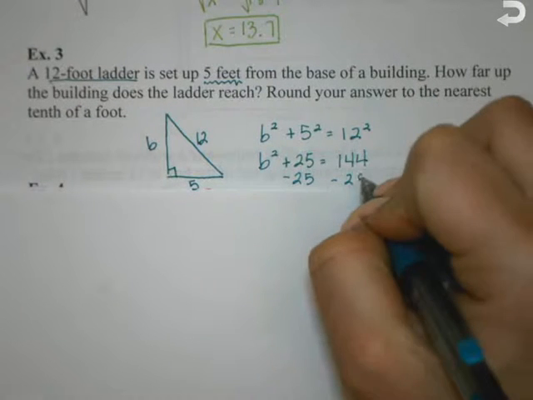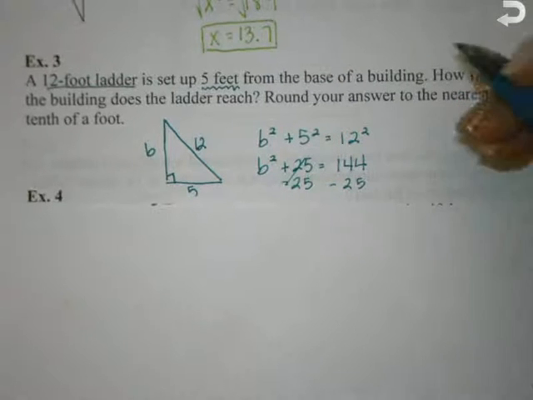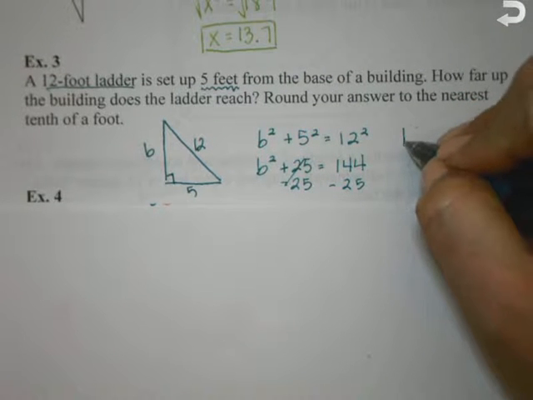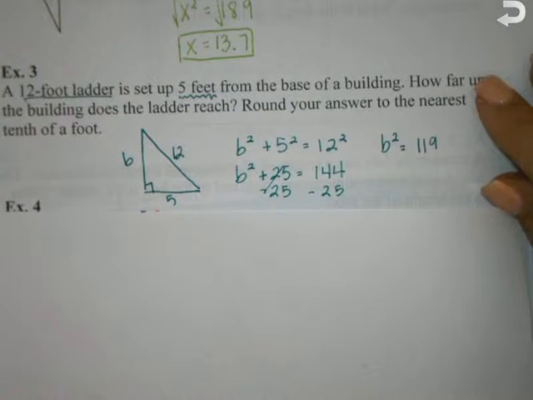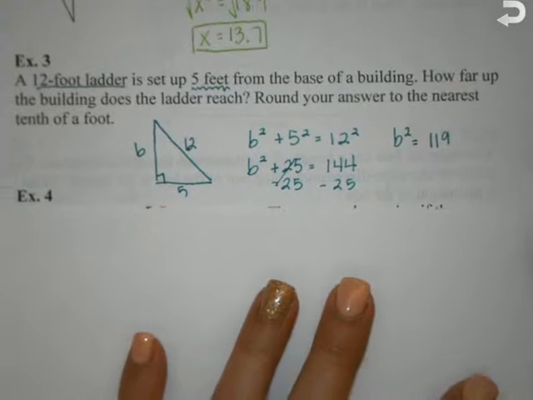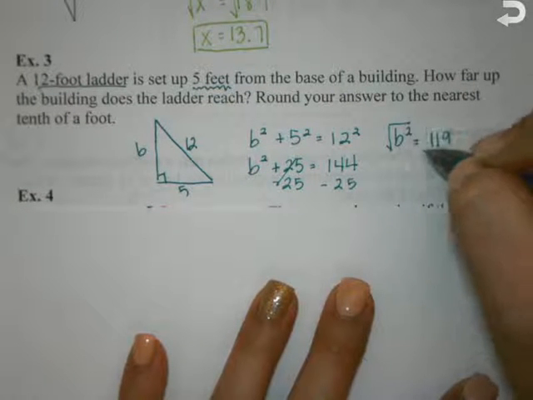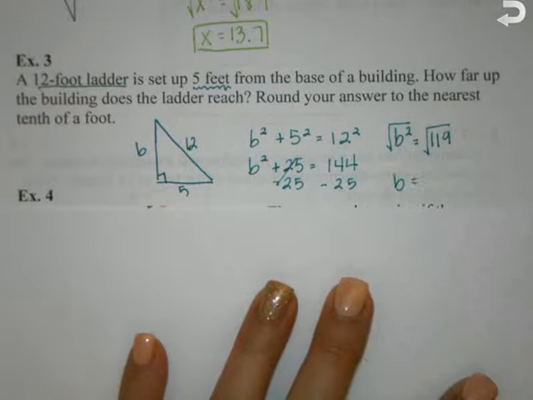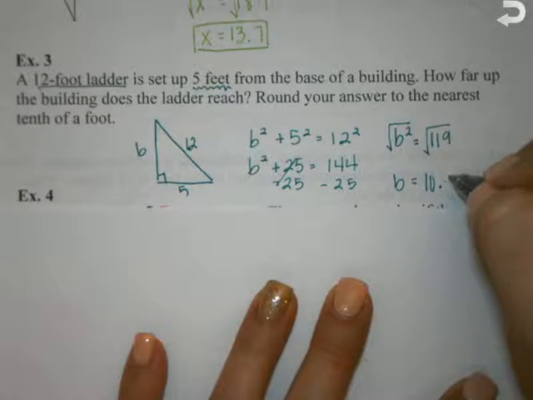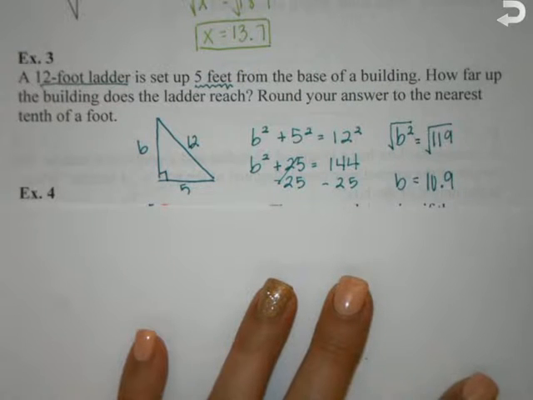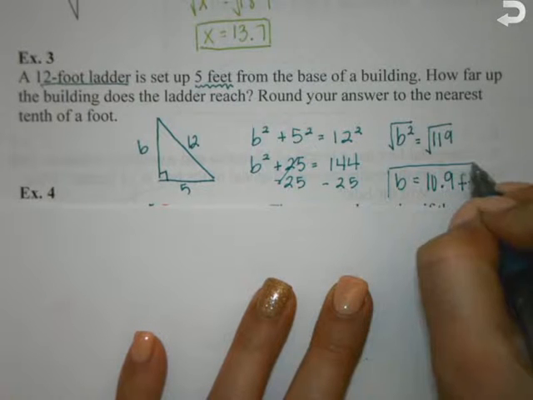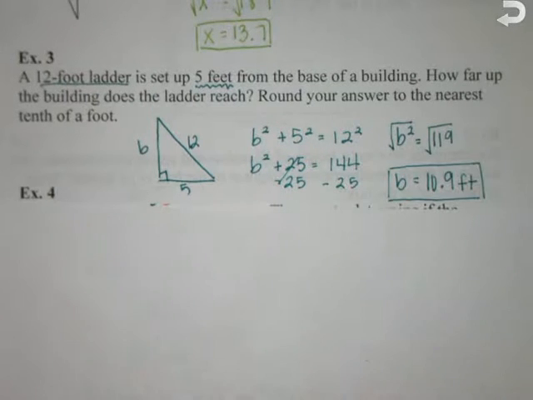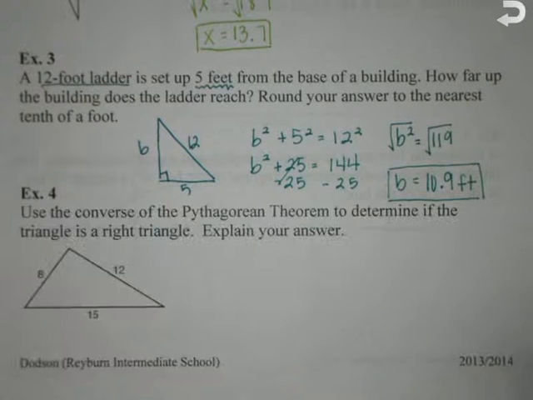Good. So subtract 25, and we get, I'm going to move my work over just a little bit. B squared equals what? 119. And then what would I do? Square root it. So what did you guys get for B? 10.9. Now remember, this is a word problem, and our ladder is measured in what? Feet. So you need to put 10.9 feet. Thumbs up if you got that correct. Fantastic.